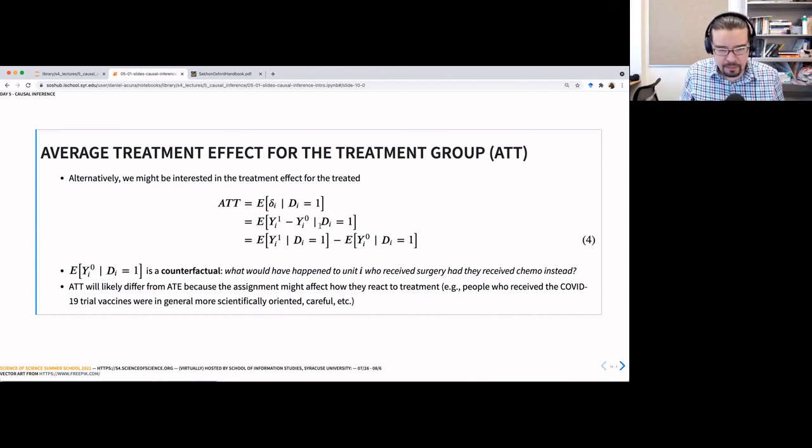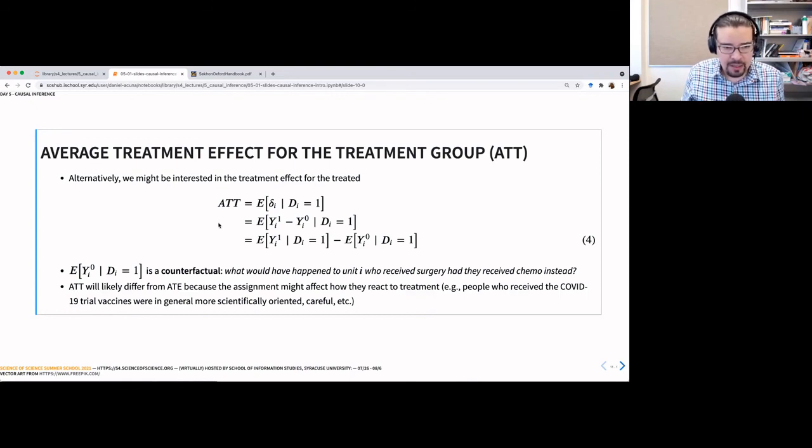So this little expectation here is sometimes called a counterfactual, because it means we apply the treatment to a subject, but we want to see what would have happened had we not applied the treatment. Okay, so it's in the alternative world, perhaps in a physically multiverse world, what would happen with that patient?